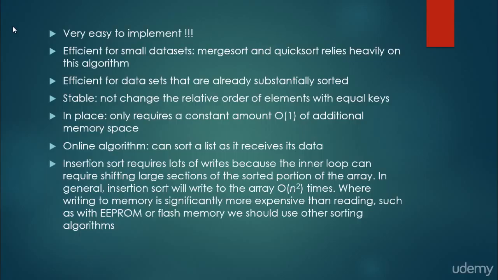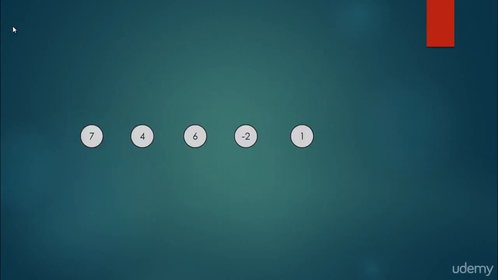Insertion sort requires lots of writes because the inner loop can require shifting large sections of the sorted portion of the array. In general, insertion sort will write to the array a quadratic number of times, where writing to memory is significantly more expensive than reading, such as with flash memory. We should use other sorting algorithms in that case, and this is the main disadvantage of insertion sort, that there are lots of shifts, as we are going to see during the illustration. So let me show you an example of how it works in practice.